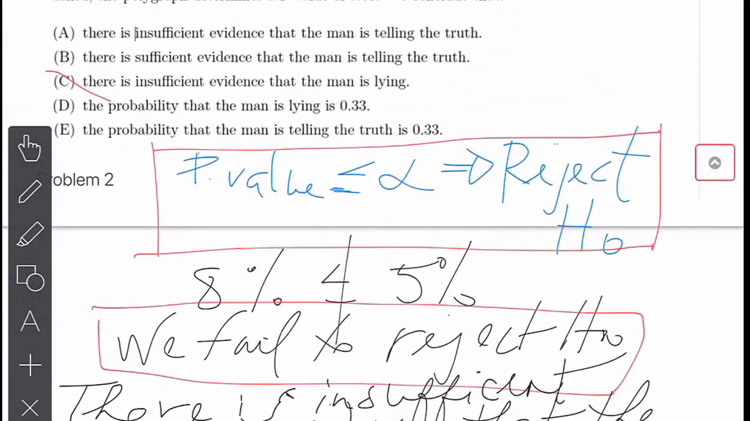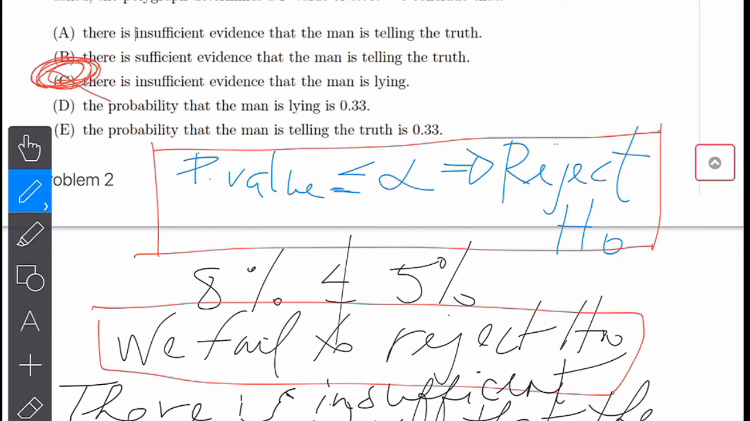was forgetting that we're not rejecting because I was looking over here. So we're not rejecting, we're failing to reject. So in fact, C is the right answer. So that's the way to do it. Solve the problem. Don't look at the alternatives until you write out the answer. Okay, so there's insufficient evidence to reject. In other words, there's insufficient evidence that the man is lying because there's insufficient evidence in favor of the alternative. That's how that would work.